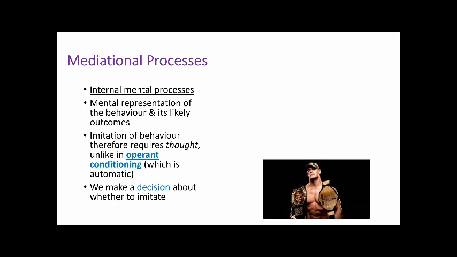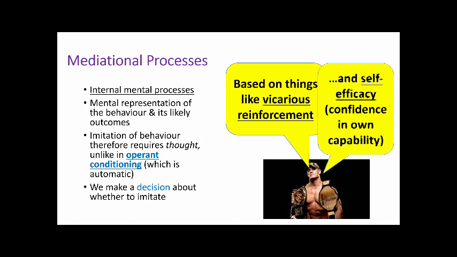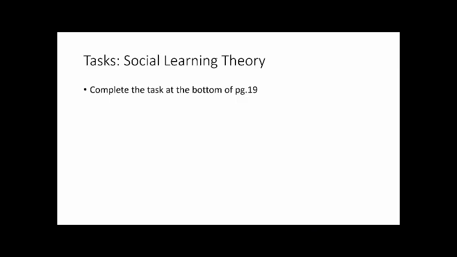That decision, whether or not to imitate the model, is based on things like vicarious reinforcement. So if the model's been seen to be rewarded, we're more likely to decide to imitate. And the other thing that it might depend on is self-efficacy. This means our confidence in our own capabilities to successfully reproduce the model's behaviour. If we have high self-efficacy, then we think that we'll get the same rewards as we've seen the model get, so we're more likely to decide to imitate.